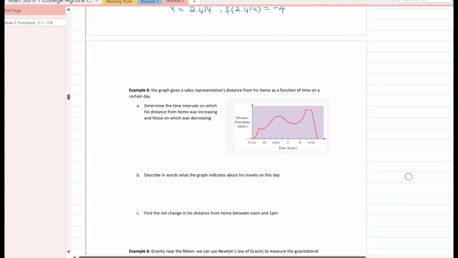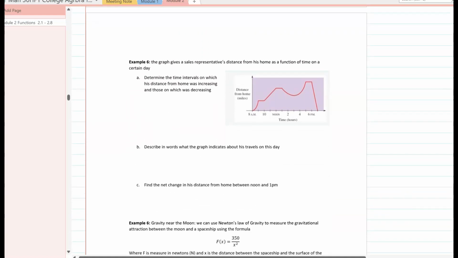The graph gives a salesperson's distance from his home as a function of time on a certain day. Determine the time intervals on which his distance from home was increasing and those on which it was decreasing. So his distance from home is increasing from 8 to 9, and then he stayed at that same spot until 10, and then increasing to noon, and then he stayed there until 1 o'clock, and decreasing until 3, and increasing to 4, then decreasing from 5 to 6.